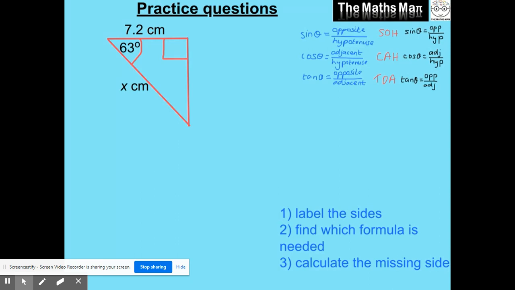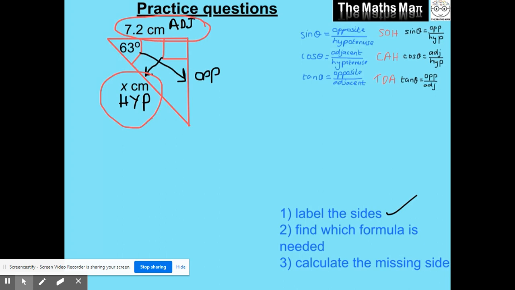Label your sides. So again, across the 90 degrees is the hypotenuse. That's always the hypotenuse. 63 degrees opposite that. That's the opposite side. And then they gave us the adjacent side, which is 7.2. Now, the formula we're going to use, we're trying to find x, which is the hypotenuse. They gave us the adjacent, which is 7.2. Again, in this problem, we're using cosine theta because we have the adjacent and we're looking for the hypotenuse.